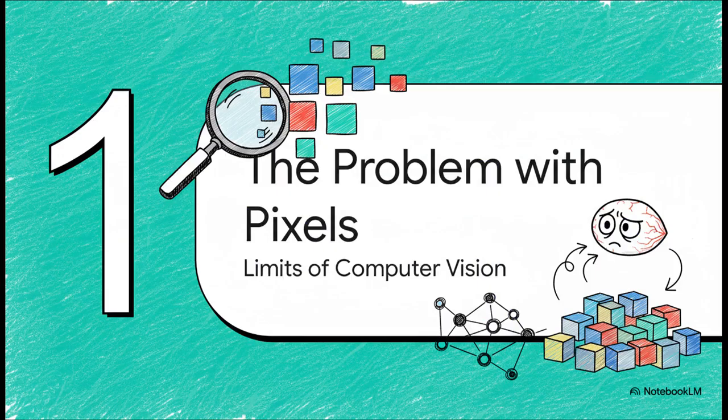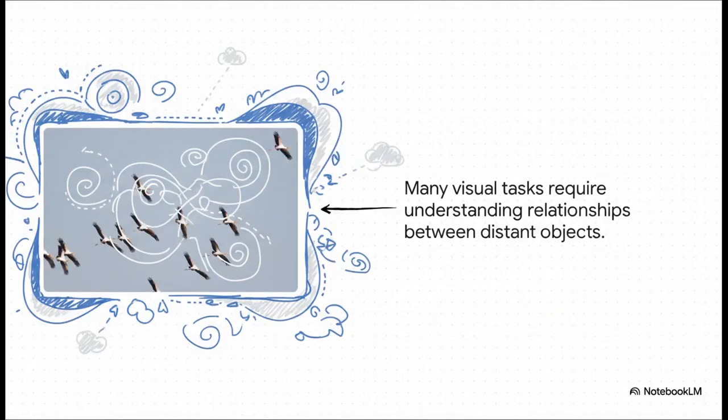Okay, first things first, why did we even need a new way to do this? To really get vision transformers, we have to understand the problem they were designed to fix. All right, so take a look at this picture. For us, it's pretty simple, right? A bunch of birds flying in a blue sky. But for an AI, figuring out the relationships here, well, that's surprisingly tricky.